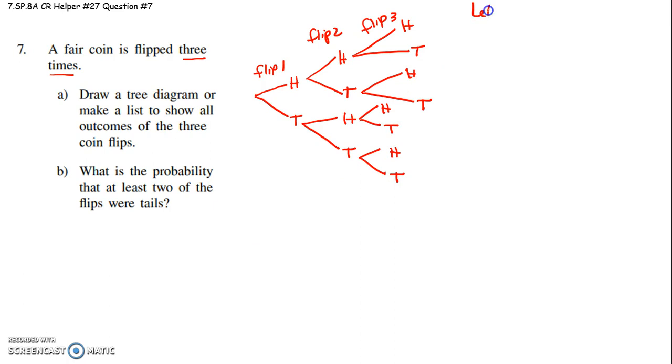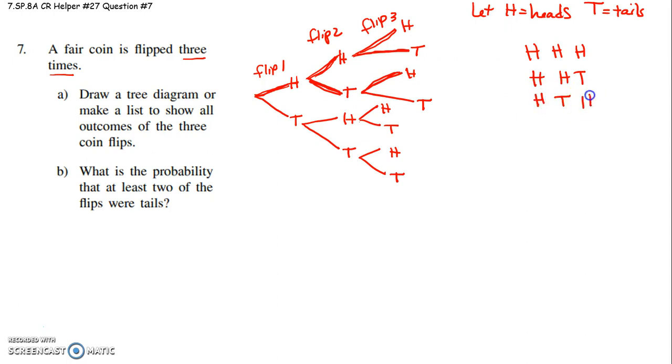Let me make an organized list. Let H equal heads and T equal tails. So for our organized list, I just go along every branch. I do heads, heads, heads. Then I go along this branch again: heads, heads, tails. I just go along each branch. So then I see, okay, I've covered all those branches, so now I'm going to head here. Heads, tails, heads.